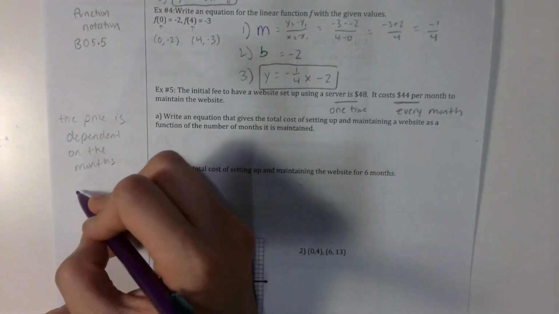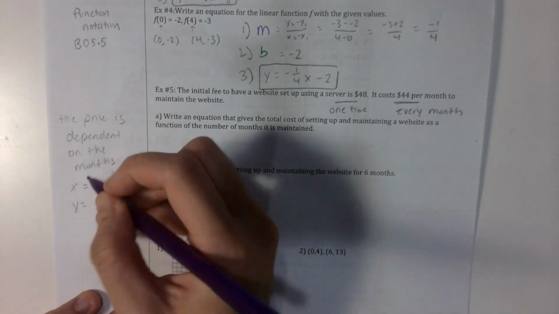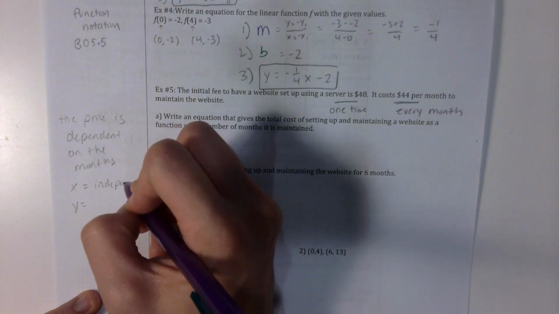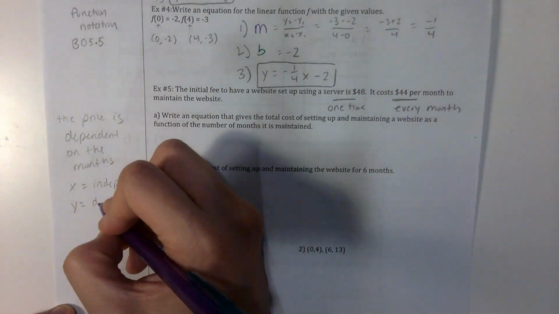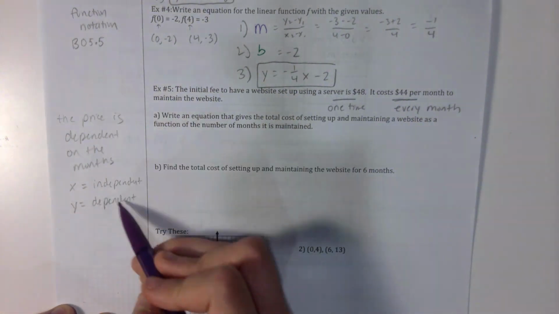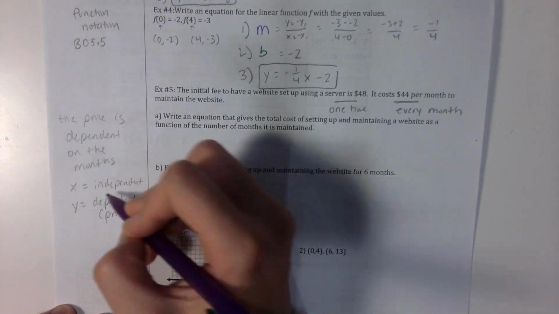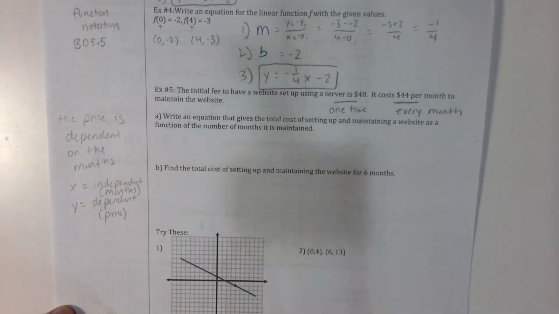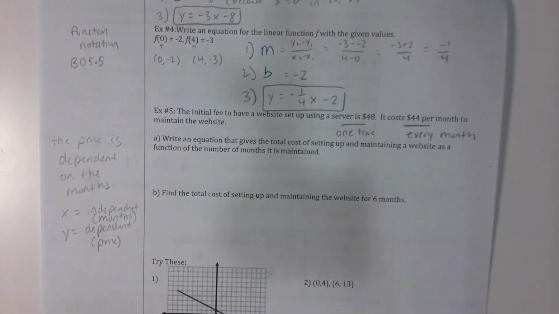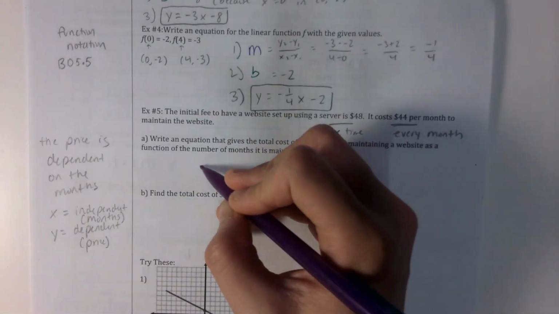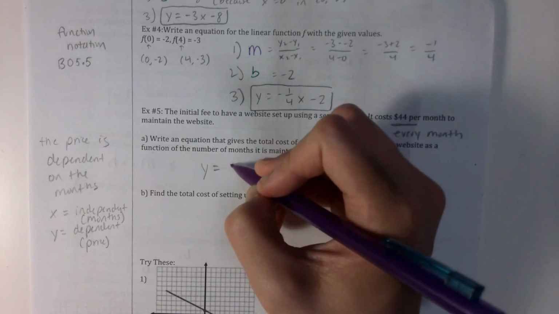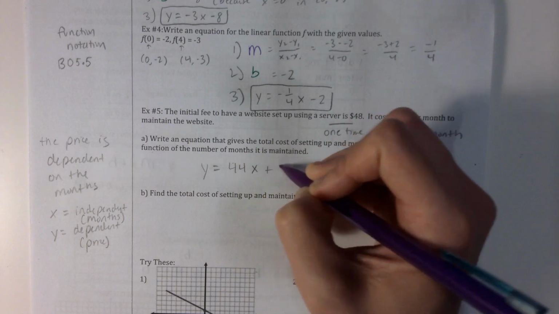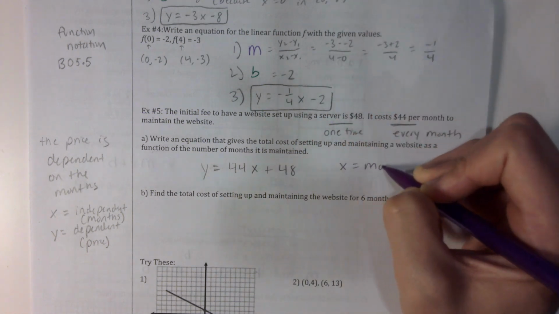So if we were to make our xy, right, x is our independent, and y is dependent, right? So price is dependent, so this is price and this is months, right? So how do we do this? We have y equals 44 per month plus 48, where x equals months.